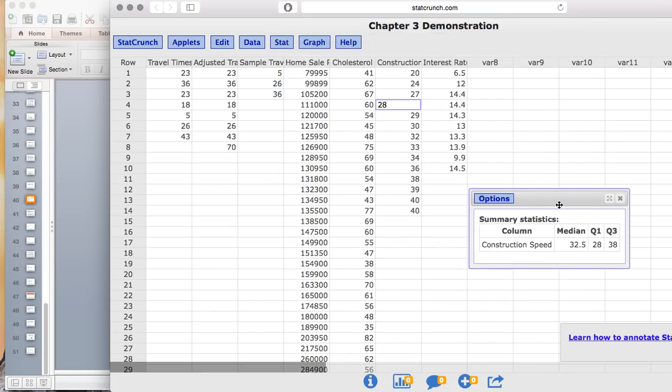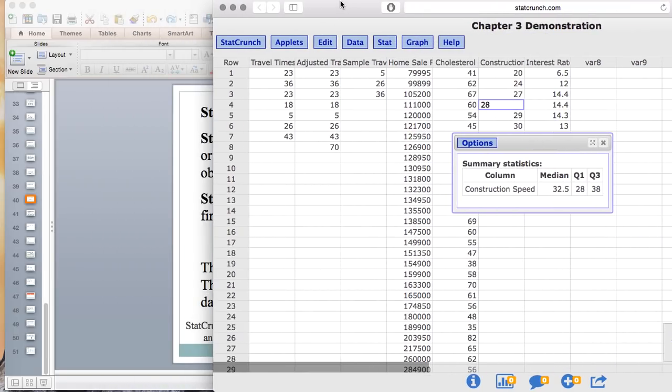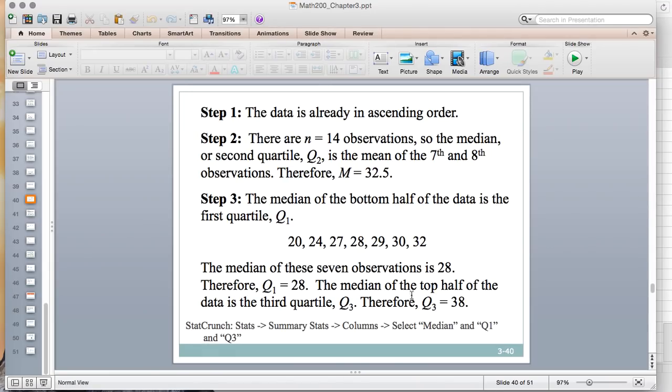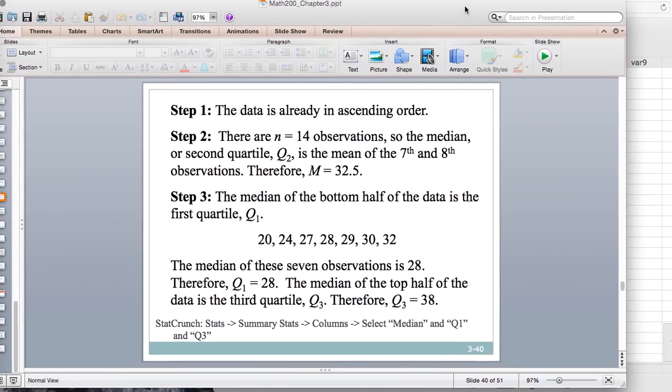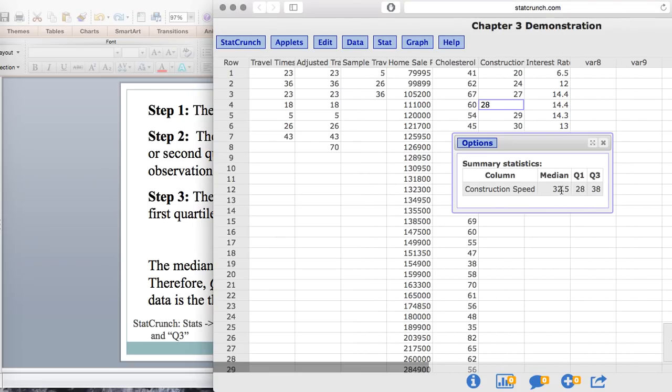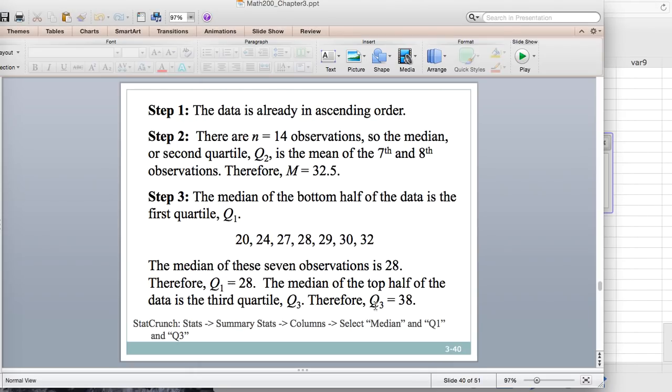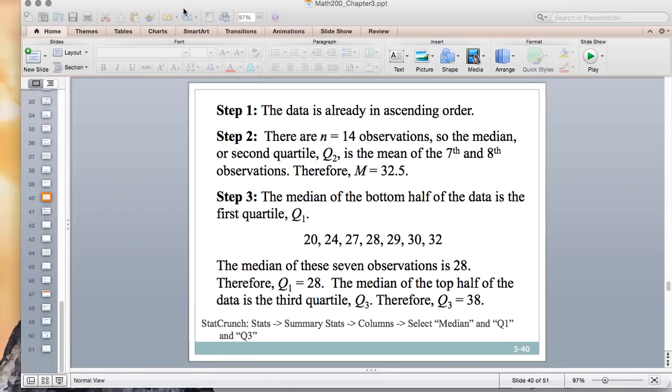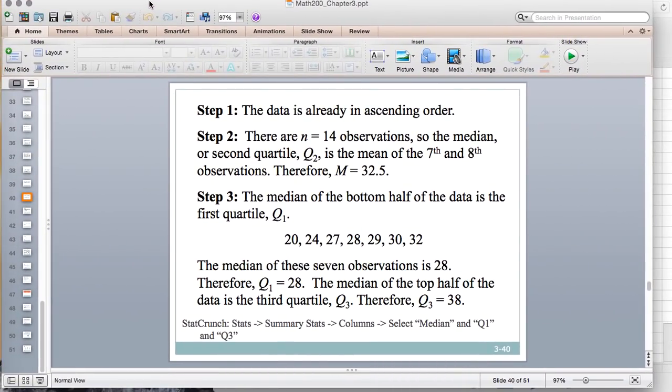And I'm going to click Compute, and it gives me a median of 32.5, so that's my second quartile, a first quartile of 28, and a third quartile of 38. And actually I didn't even ask for the median. Oh yeah, the median was up in step 2, 32.5. So again, you can do this by hand, but I would definitely rely on StatCrunch to help you with this.